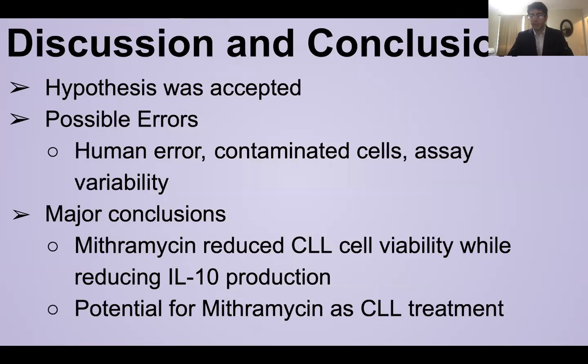So what do these results actually mean for my project? First, my hypothesis was proven to be true and accepted: mithramycin was effective in reducing the viability of CLL cells while also reducing IL-10 production.